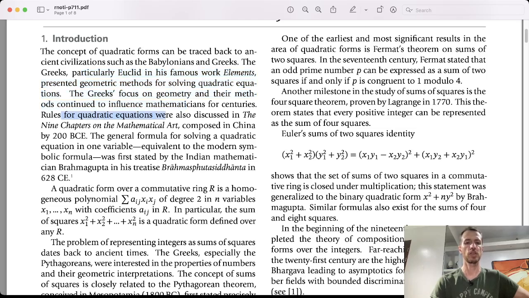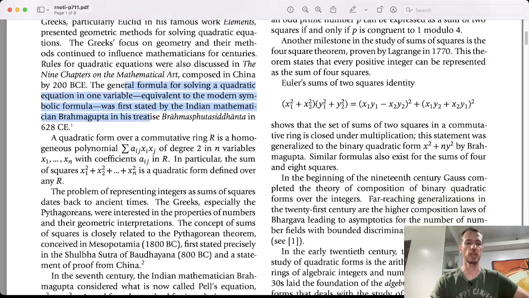Rules for quadratic equations were also discussed in the 9 chapters on the mathematical art composed in China by 200 BC. The general formula for solving a quadratic equation in one variable, equivalent to the modern symbolic formula, was first stated by the Indian mathematician Brahmagupta in his treatise Brahmasphutta Siddhanta in 628 AD.